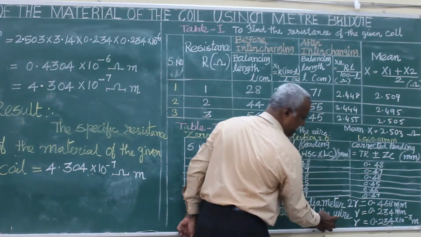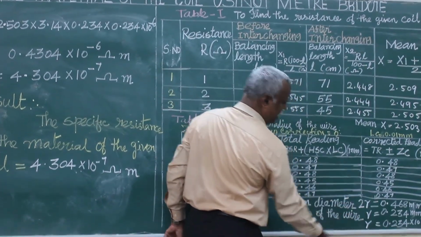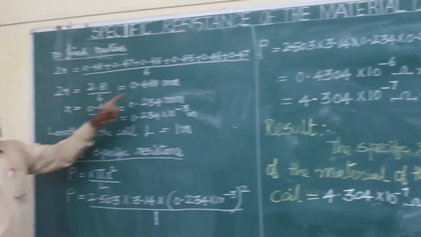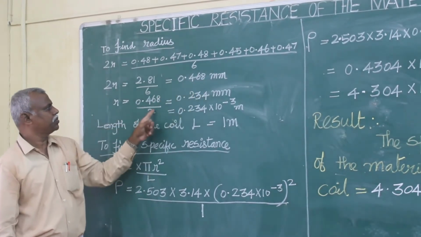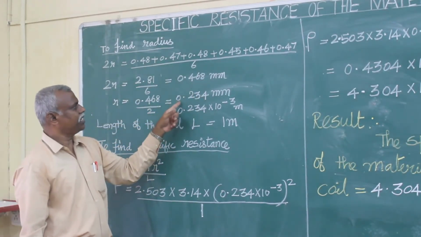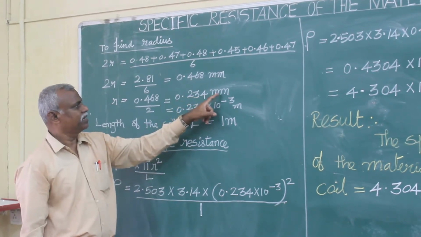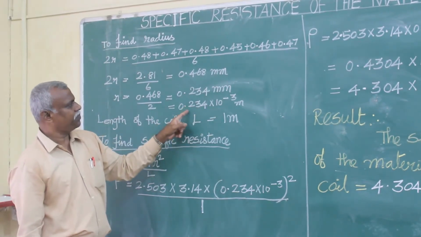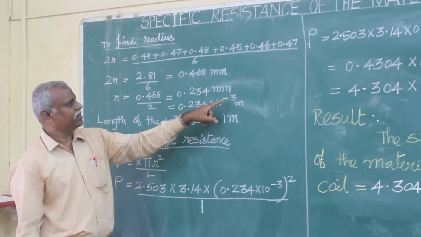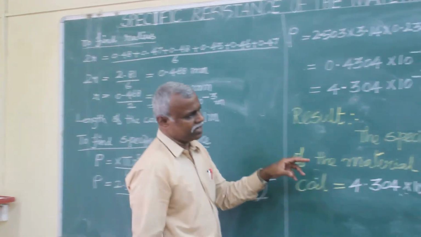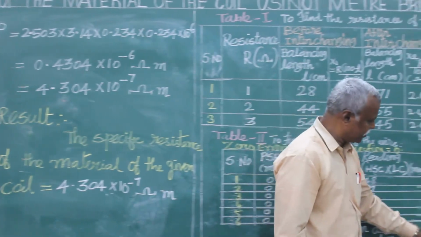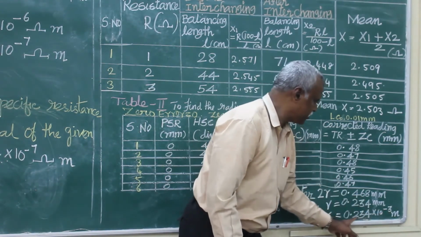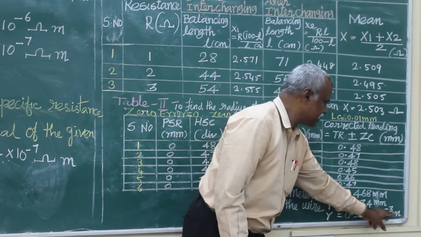Now, you have to find out the radius of the wire. Therefore, again divide by 2. R equal to 0.468 divided by 2, you are getting the value of 0.234 millimeter. Converting into meter, write this as 10 to the power minus 3. Therefore, radius of the wire r equal to 0.234 into 10 to the power minus 3 meter.